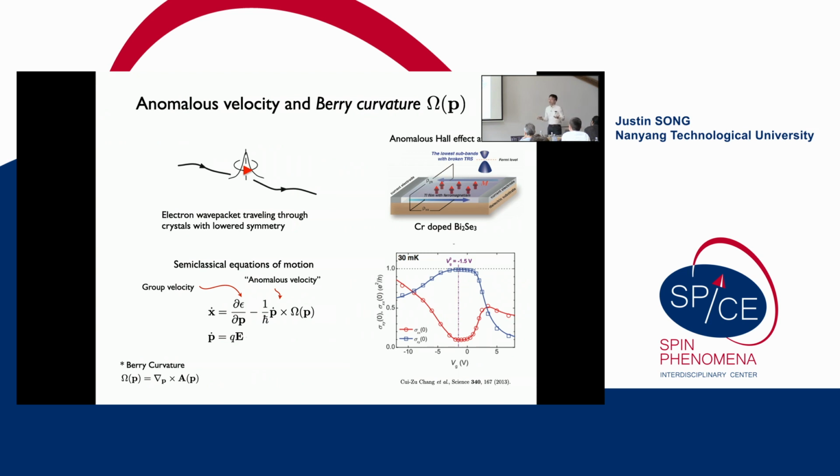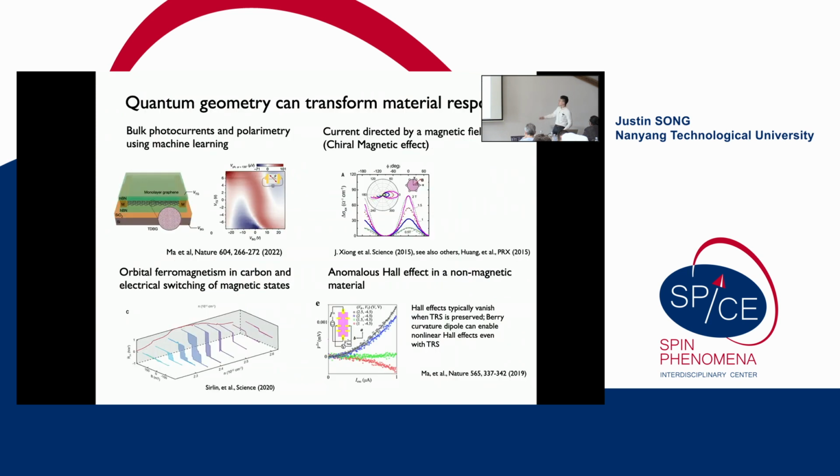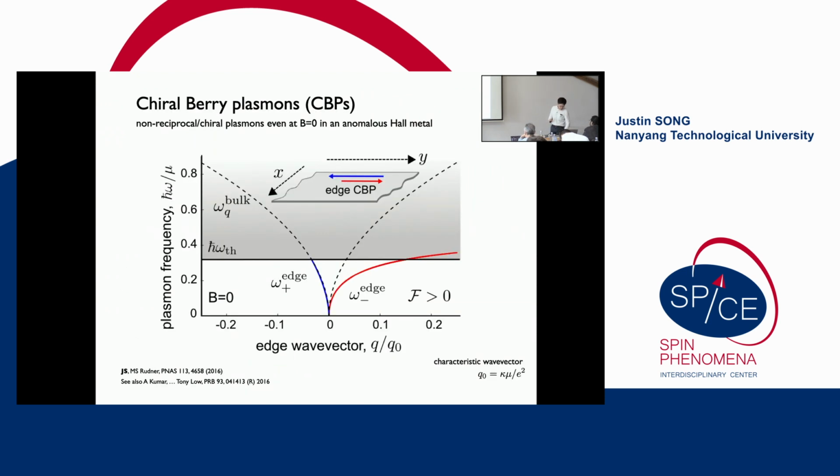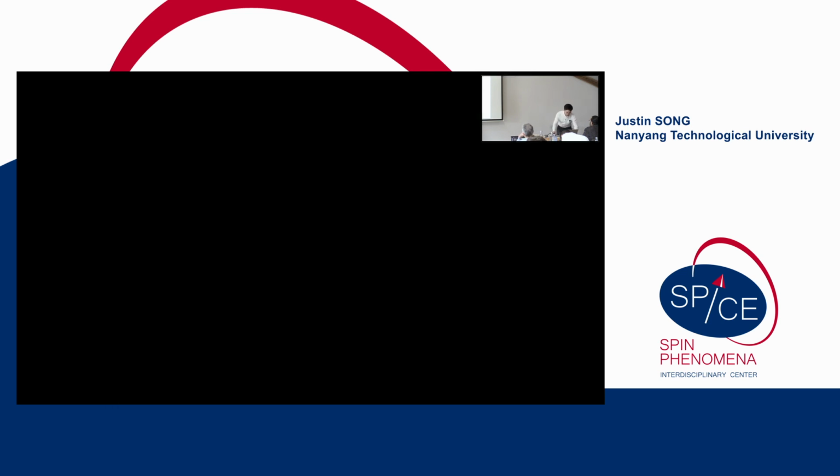To some extent, this anomalous velocity is a way of tracking this anomalous shift that I get in the center of my wave packet. And this is responsible for a wide range of interesting things like the anomalous Hall effect, some kind of orbital ferromagnetism, the chiral magnetic effect, all sorts of nice, interesting things. Oh, sorry, something happened here.